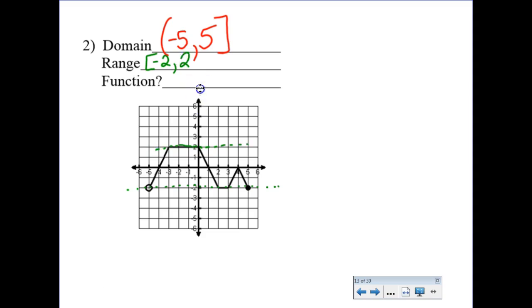What do you think? Bracket or parenthesis on that? I heard bracket. Thank you. There are several ordered pairs here at 2. So we count it with a bracket.